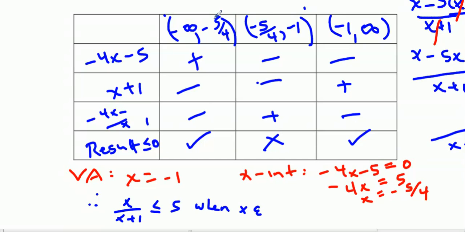Which one of these numbers here, negative 5 over 4 or negative 1, represented the 0? You can see that it was the negative 5 over 4. So, when x is an element of negative infinity to negative 5 over 4, including the negative 5 over 4, because we are allowed to have it, and then we're going to go from negative 1 to infinity. Now, should we have a square bracket here? That negative 1 represented the vertical asymptote, and we're never allowed to touch the asymptotes. So we would continue to have a round bracket here.